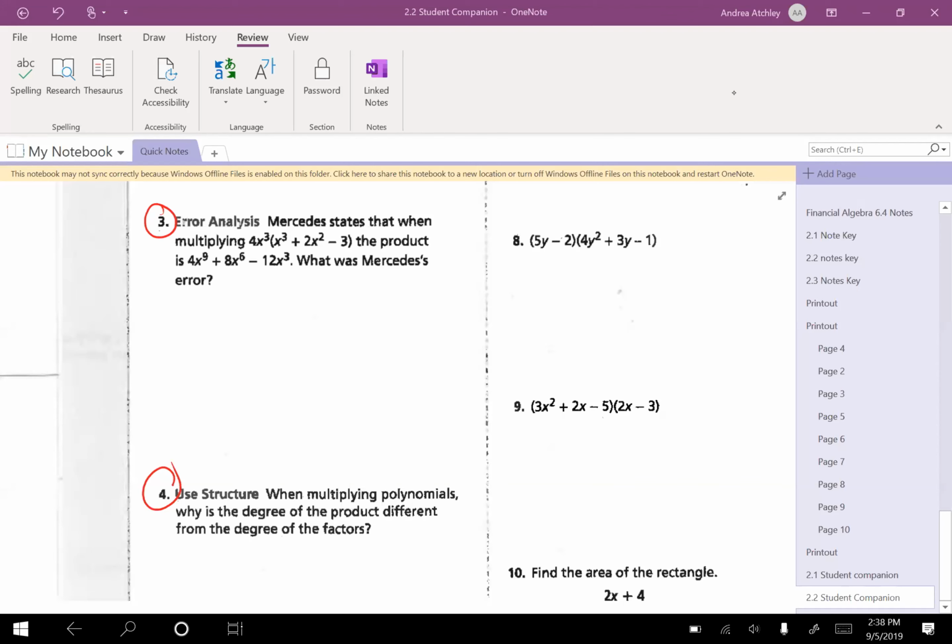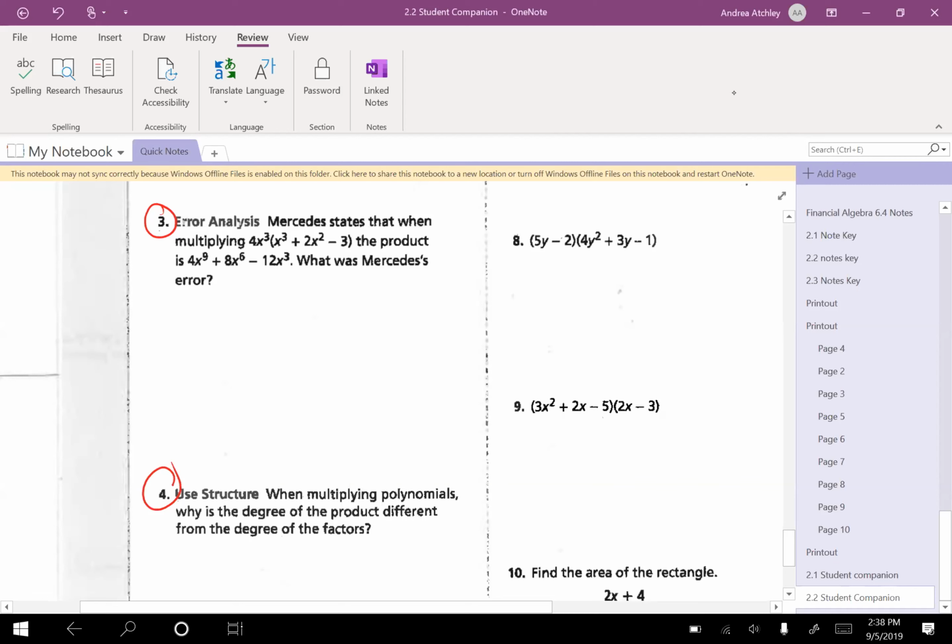Okay, for number 3, Garrett, what was the answer for number 3? What was wrong with Mercedes' error? What was her error? Oh, I didn't do that. I just did the problem. Okay, what'd she do wrong? Look at it. If you did it correctly, what is the difference between yours and hers? He multiplied the exponents instead of adding them. Very good. Okay, Mercedes multiplied the exponents, and we should be adding the exponents. Any questions over that?